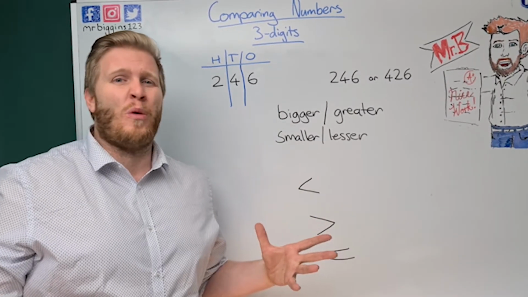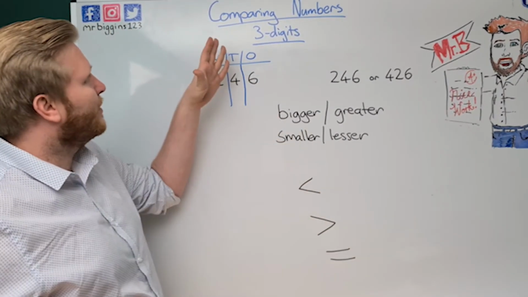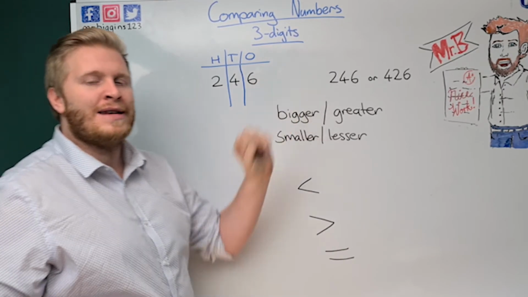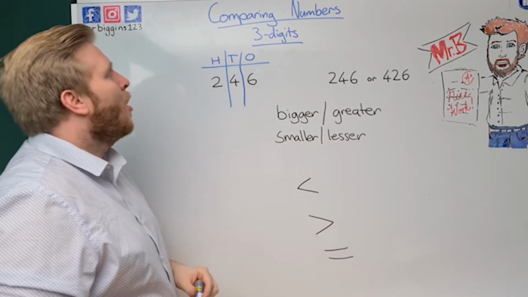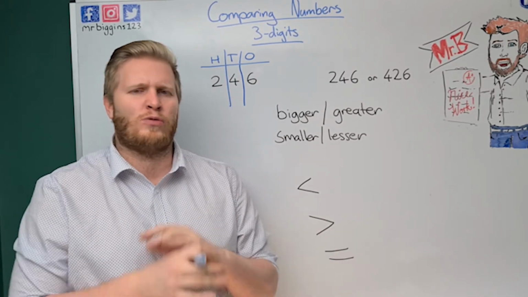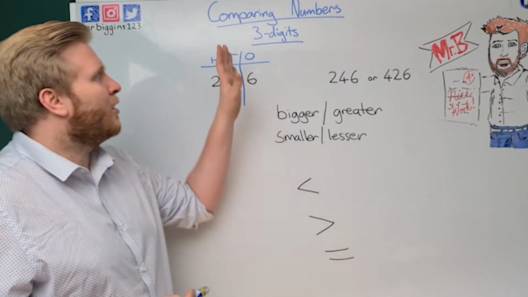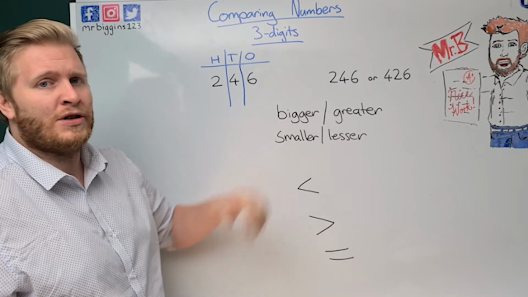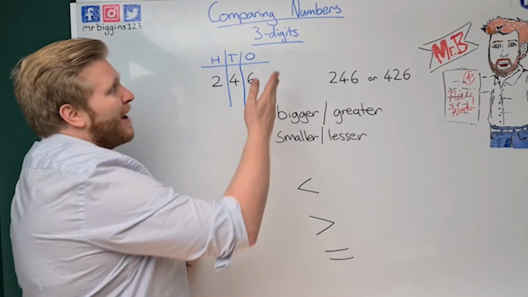So let's first look at what we're actually going to be doing. Let's look at the words now titled comparing numbers. Now when we compare something in maths, what we are doing is we're looking for things that are the same or things that are different. That's what we do when we're comparing. So we're going to be looking at differences actually today in numbers by comparing them. And we're going to have 3 digits.